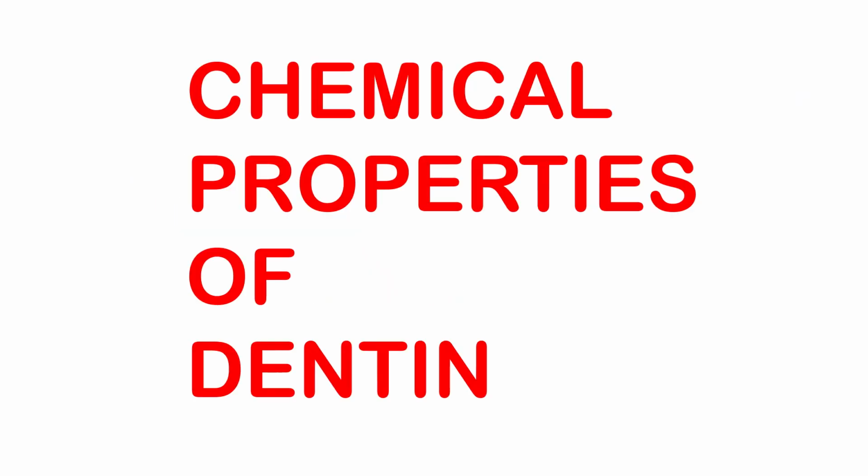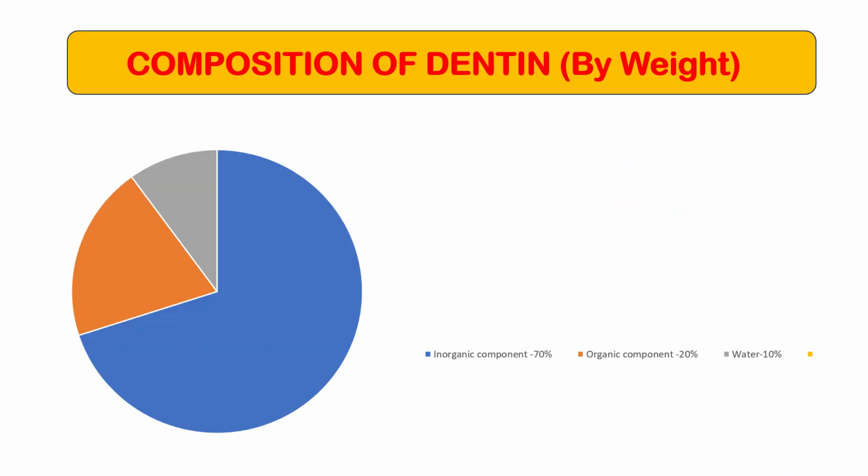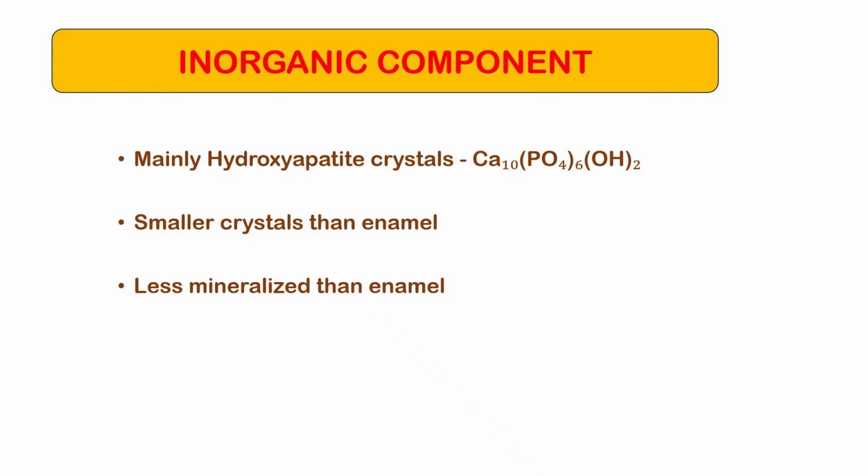Next is the chemical properties of dentin. Coming to the first chemical property of dentin, that is the composition. Dentin by weight comprises 70% inorganic component, 20% organic component, and 10% water. Coming to the inorganic component, the main inorganic component of dentin is comprised of hydroxyapatite crystals, and these hydroxyapatite crystals are smaller as compared to enamel and also less mineralized.